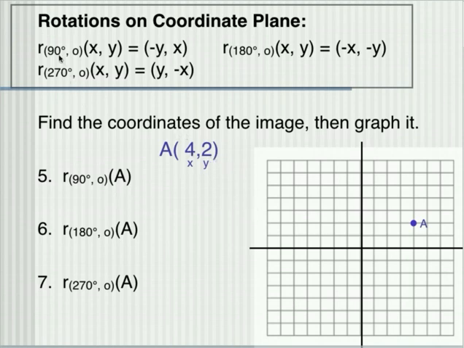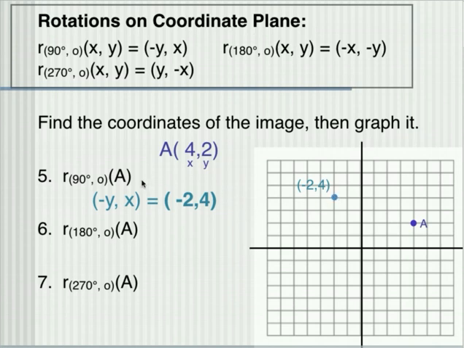So if we want to figure out what the 90-degree rotation of that is, we're following this first rule. So if y was 2, that would go first and become negative, and if x was 4, that would be second. So negative 2, 4, that's our result. That's our image after the 90-degree rotation.